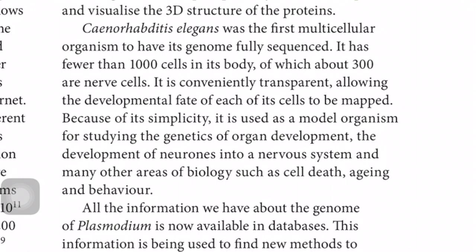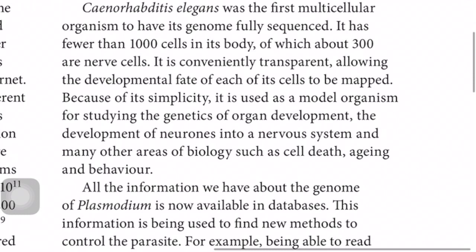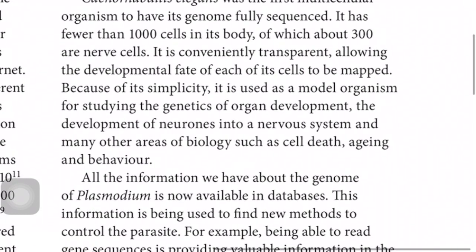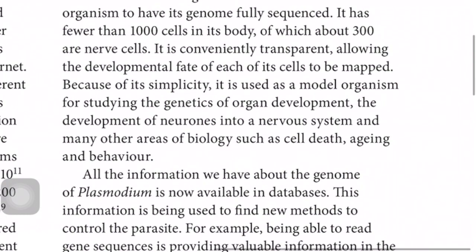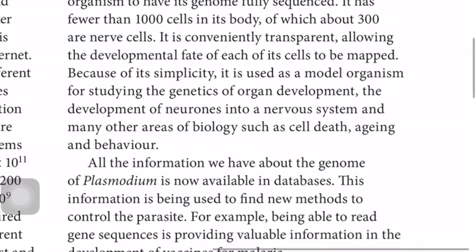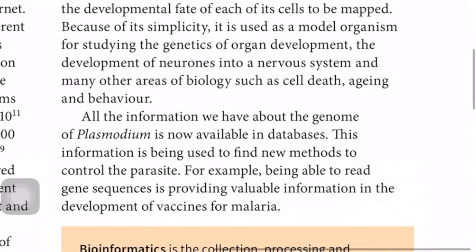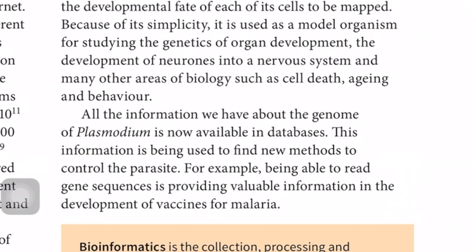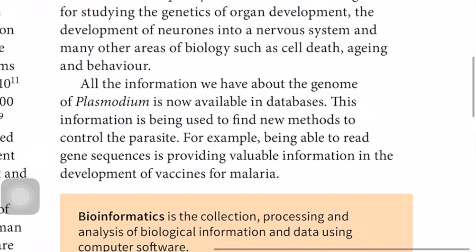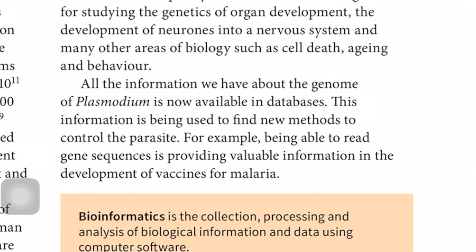Caenorhabditis elegans was the first multicellular organism to have its genome fully sequenced. It had fewer than 1,000 cells in its body and about 300 nerve cells. It is conveniently transparent, allowing the developmental fate of each of its cells to be mapped. Because of its simplicity, it is used as a model organism for studying the genetics of organ development, the development of neurons into a nervous system, and many other areas of biology such as cell death, aging, and behavior.